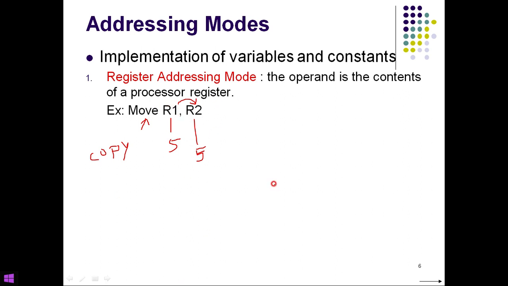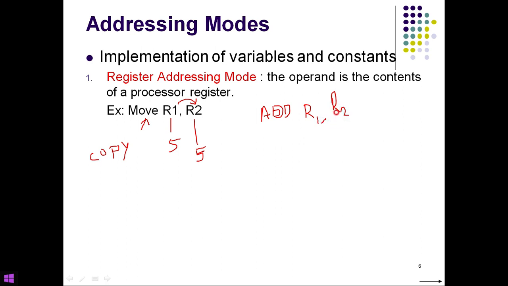To give you another simple example, say I want to add two contents. Then I will use the command ADD. Sorry for the unclear writing, because I will be using a mouse to write. It is a bit difficult to write using a mouse. Okay, so ADD, say for example, R1 comma R2.